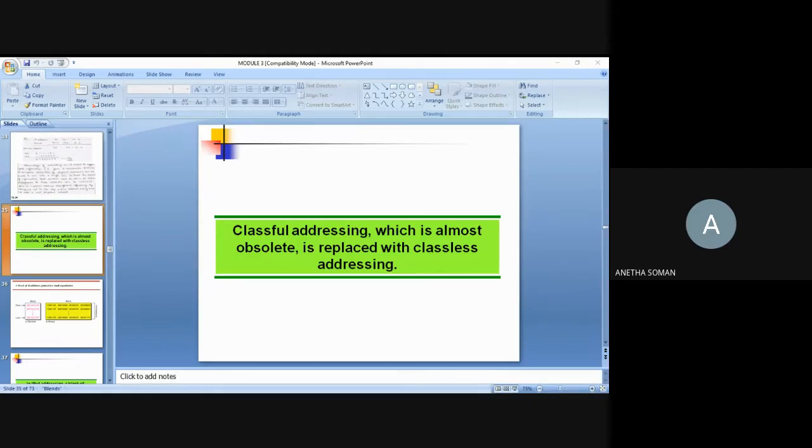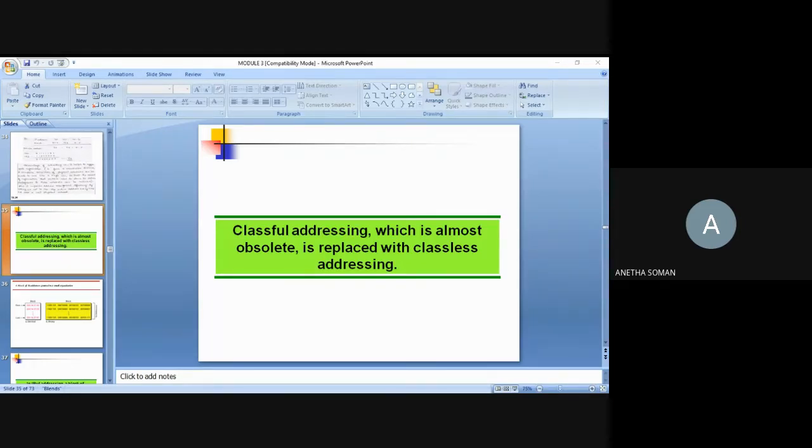But the condition is that the number of addresses should be a power of 2. You cannot provide 3 addresses or 5 addresses. It should be in powers of 2, like 2, 4, 8, 16. So a household may be given a block of 2 addresses. A small business organization may be given 16 or 128 addresses. And if it needs a little more, it will be provided with 1024 addresses.